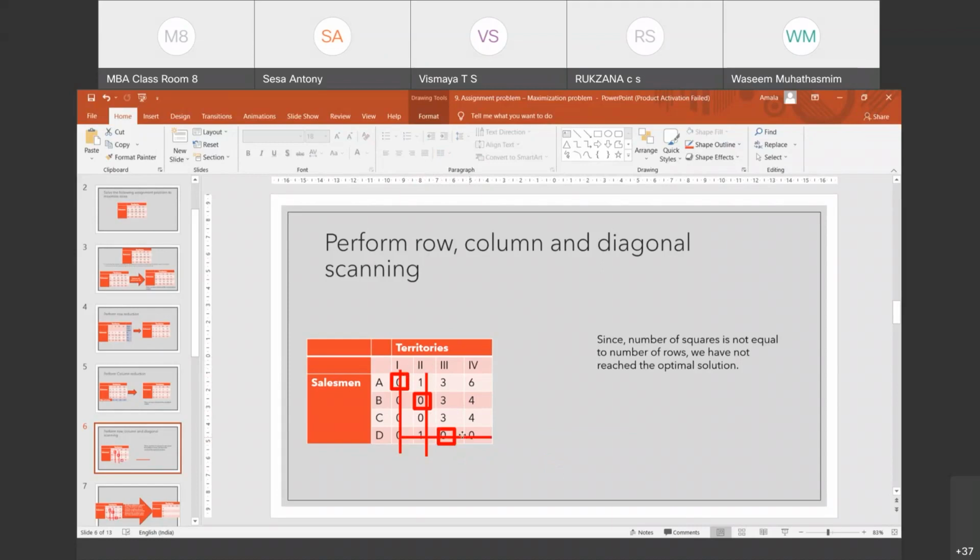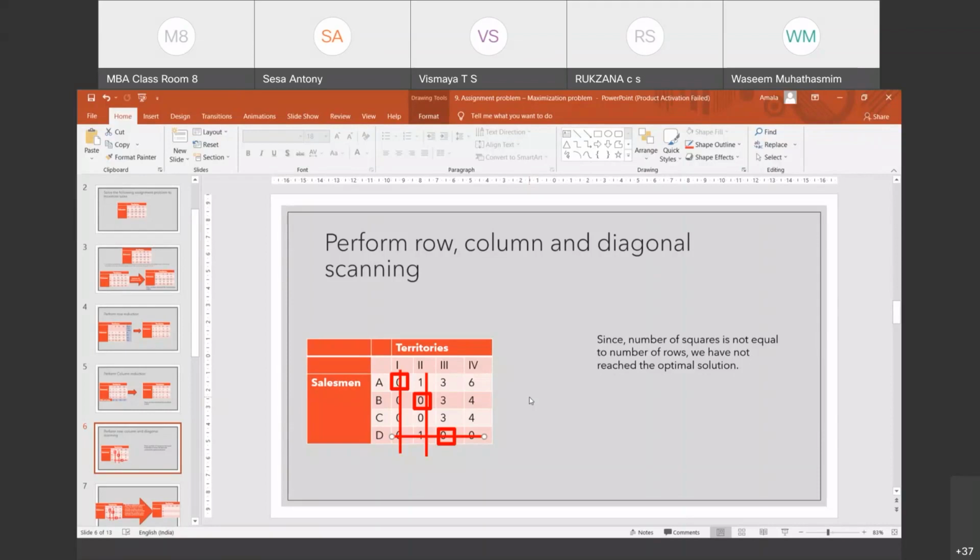Next, what do we do after this? All the zeros are either cancelled or we have a square around them. Our scanning is over. Next, we have to check for optimality. How many squares are there? Three squares are there. How many rows are there? Four. Three is not equal to four, so we have not reached the optimal condition.